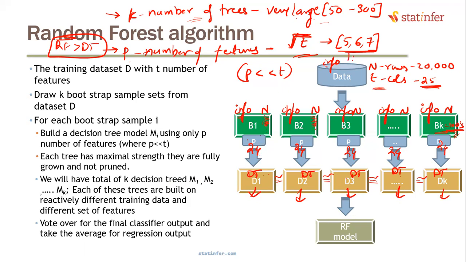Let us suppose you have one data point. For that data point, this decision tree will give a prediction, based on the rules created by this decision tree. Let's say the predicted value is class minus one. This decision tree will have its own rules, and from there we will get the prediction. Like that, every decision tree will have its own rules and we will get the predictions. Finally, we collate all of the predicted values, and based on them, the highest possible one will be the prediction.